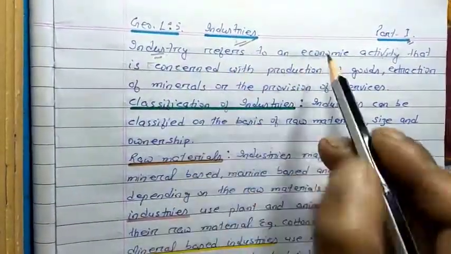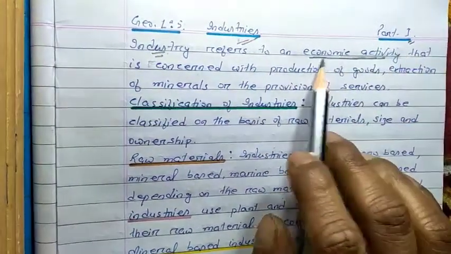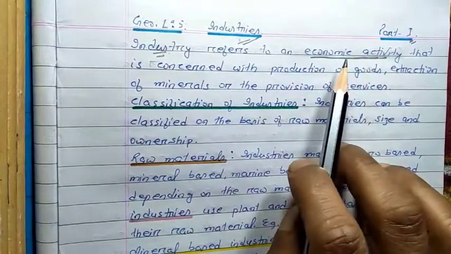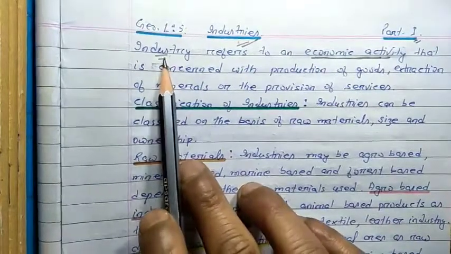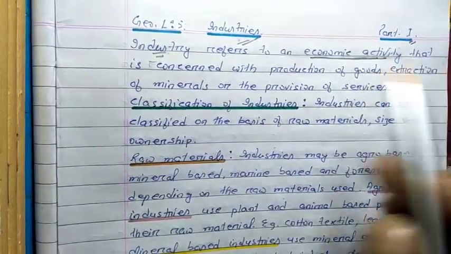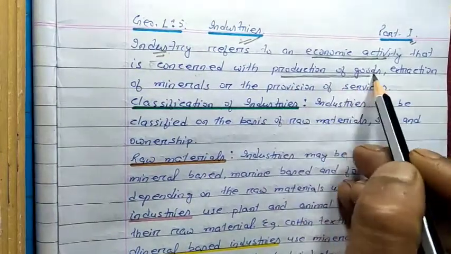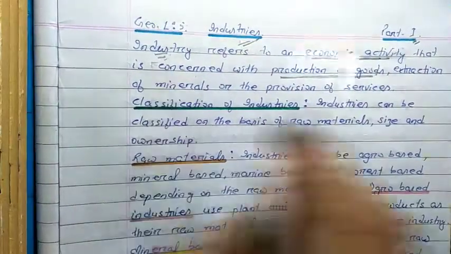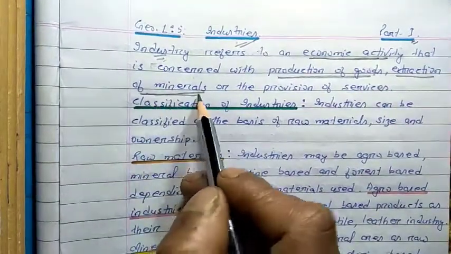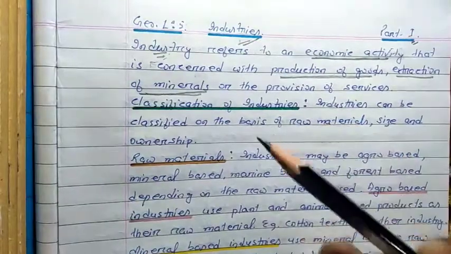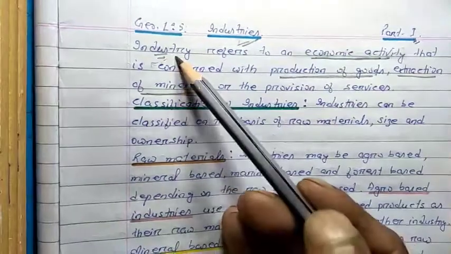First of all, what is the meaning of the word industry? Industry refers to an economic activity. We already studied earlier that economic activities can be classified into three types: primary activities, secondary activities, and tertiary activities. Industry also comes under one of the economic activities that is concerned with production of goods. If anything is produced and sold in the market, that also comes under industry. Extraction of minerals means that petroleum, coal, iron ore are extracted from the mines. That also comes under industry.